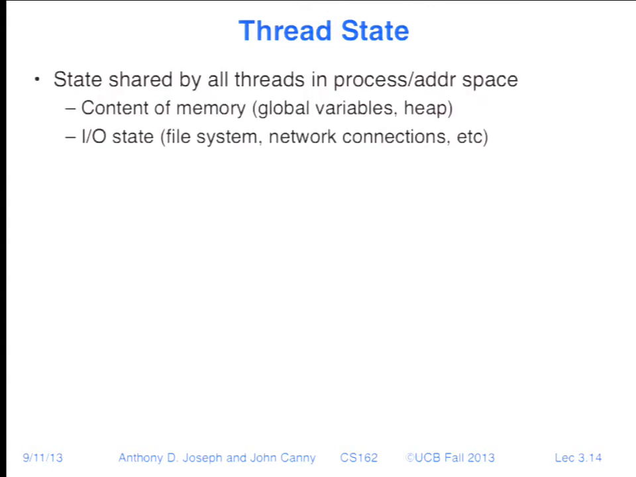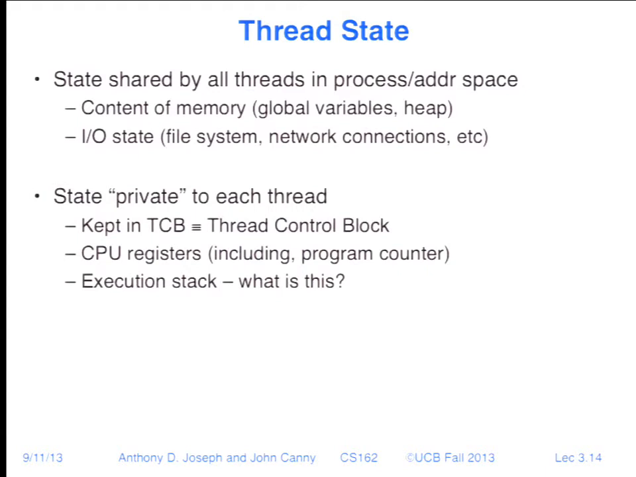Okay, let's see, thread state. Threads, when they're running in a process, share all of the I/O and memory. In particular, any global variables, constant memory, and heap are shared across all of the threads. And the I/O state is as well. By design, it's done that way. On the other hand, we already talked about the thread control block and registers, which are stored in the thread control block when you're saving the thread.